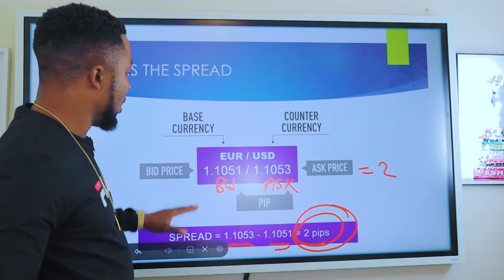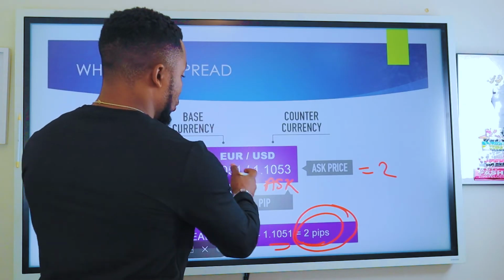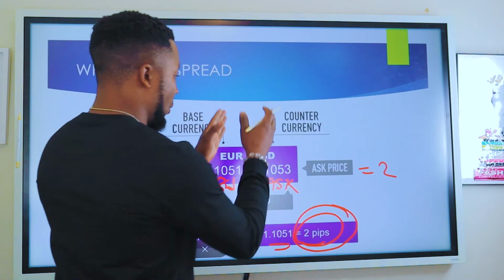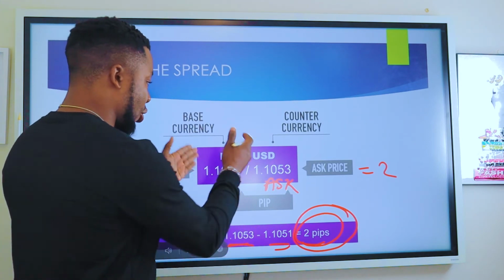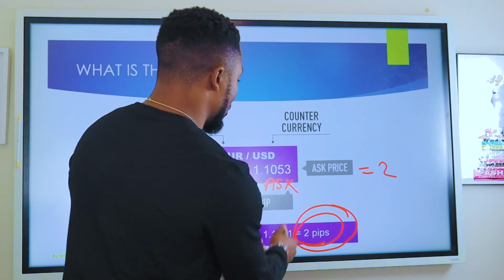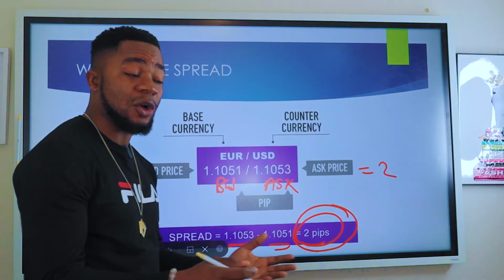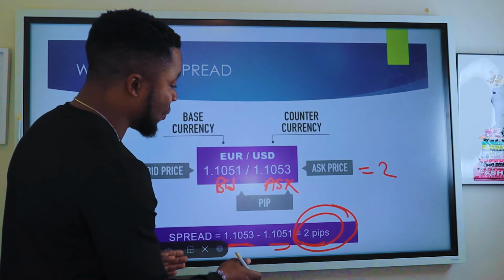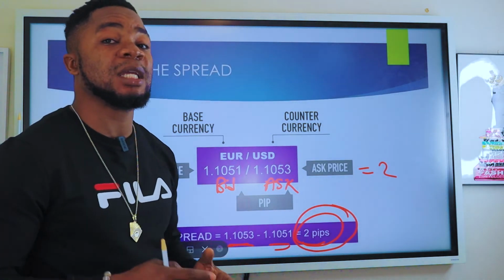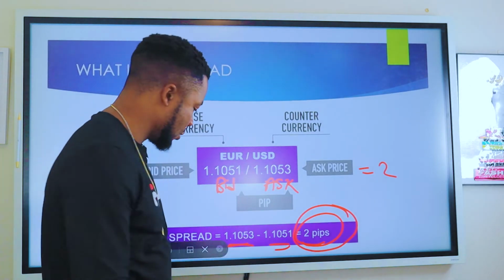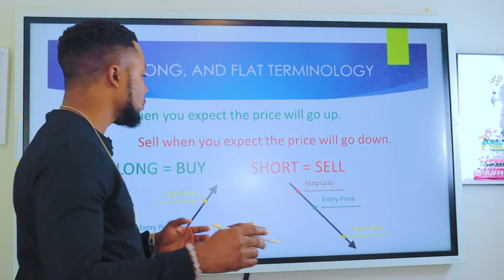As easy as that. And you can see here we have 2 different countries represented. We have the Euro, which represents the countries in Europe, and we have the United States, and their currencies. The first one is the base, the second one is the secondary currency. The first price is the bid price, the second price is the ask price. The difference between the ask price and the bid price is what we call the spread, which is measured in terms of the pips, all right? So I hope we've made that very clear.